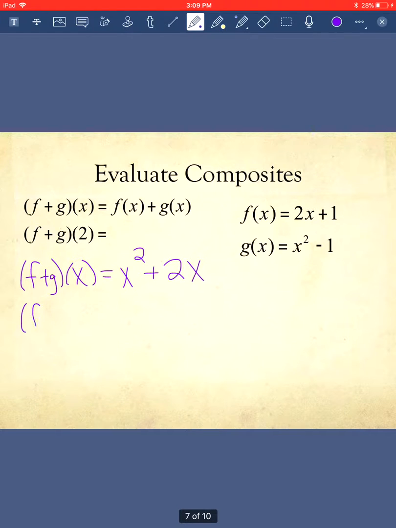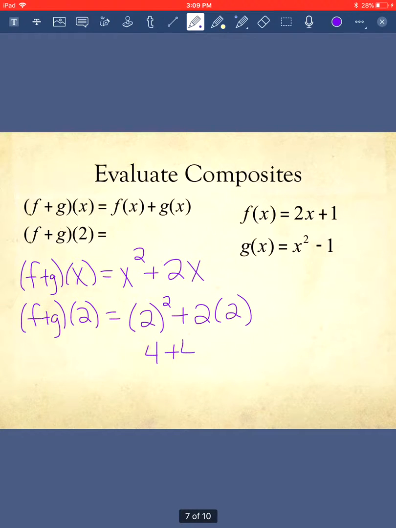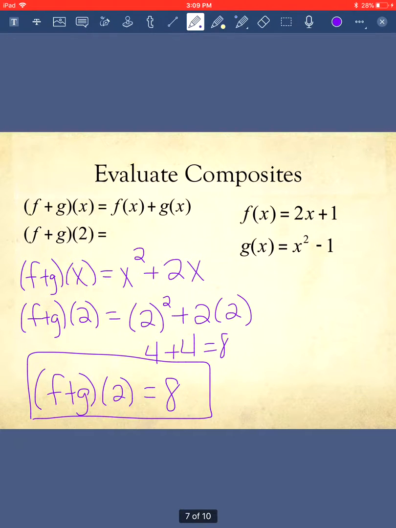Now, to find f plus g of 2, anywhere you have an x, you're going to replace it with 2. So 2 squared plus 2 times 2, which is 4 plus 4, so we get 8. So f plus g of 2 equals 8. It's no different from the last few problems, other than that now you're going to plug in a number for x.